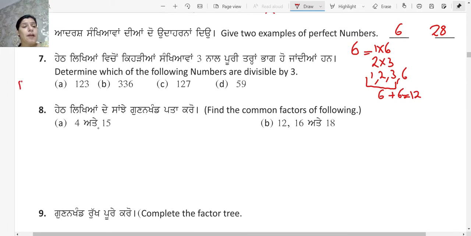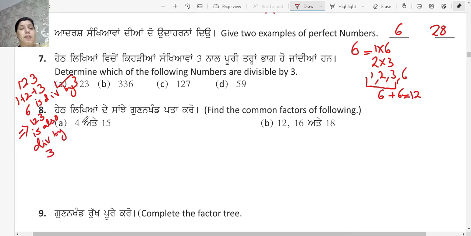For example, first part is 123. So what will I do? 1 plus 2 plus 3, that is 6. And 6 is divisible by 3. So this implies that 123 is also divisible by 3. बेटा ये आपने इस मेथड से करके दिखाना है. आपने सभी डिजिट्स को प्लस करना है. जो प्लस करके आंसर आता है वो अगर डिविजिबल होगा तो नंबर भी डिविजिबल होगा.